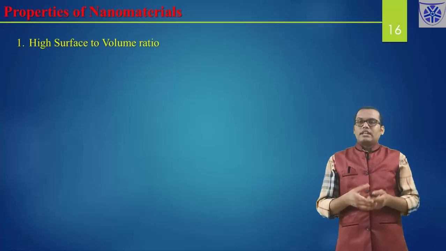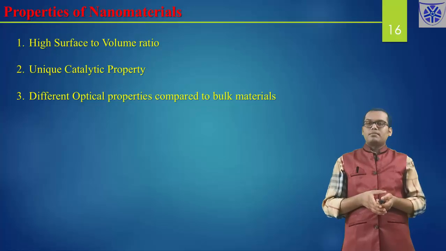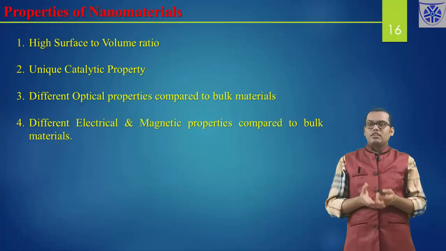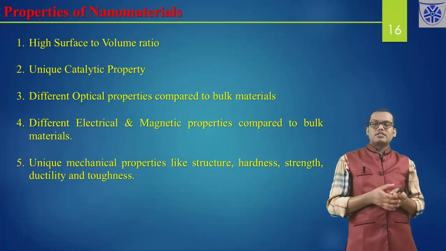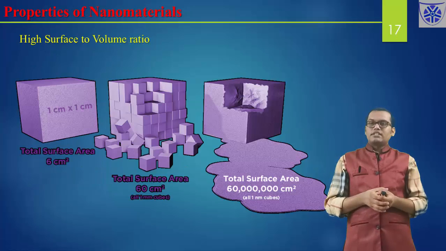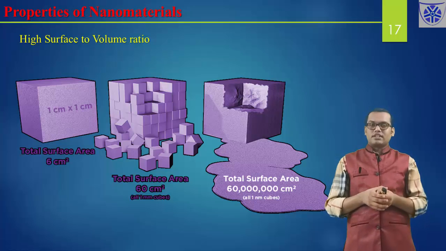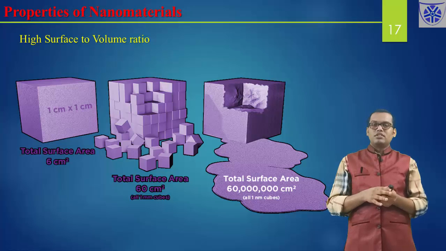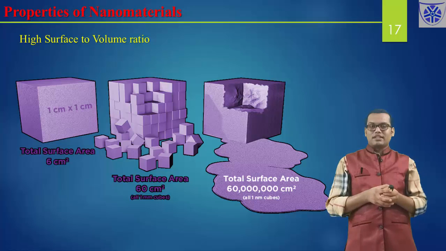Some of the properties are high surface to volume ratio, unique catalytic property, different optical properties compared to the bulk materials, different electrical and magnetic properties compared to the bulk materials, and unique mechanical properties like hardness, strength, ductility and toughness. And what is the high surface to volume ratio? That means your surface area will be increasing but the volume is constant. So surface divided by volume, where volume is constant but the surface area is increasing. How do you do that?